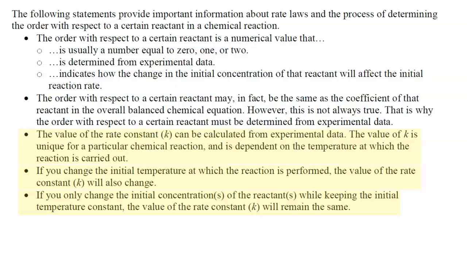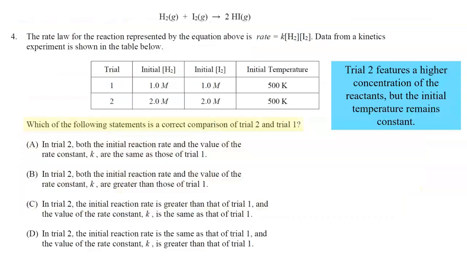If you only change the initial concentration of the reactant while keeping the initial temperature constant, then the value of the rate constant will remain the same. Now, you can add a catalyst which would change the rate constant, but that's not being featured in this question. So if you only change the initial concentration of the reactant and keep the initial temperature constant, the value of the rate constant K will remain the same, and that will help us answer this question.